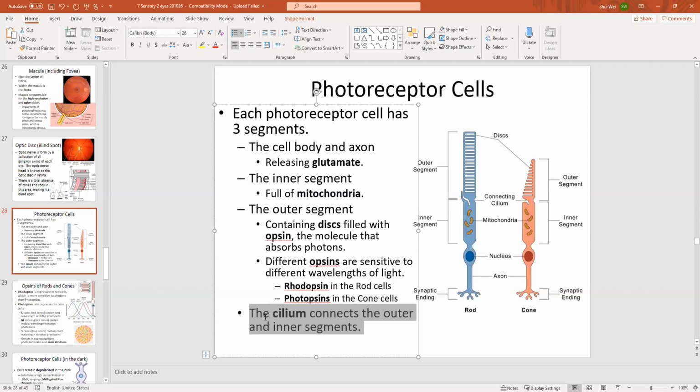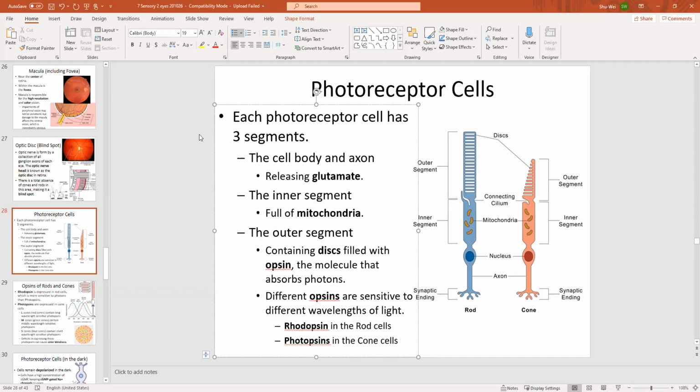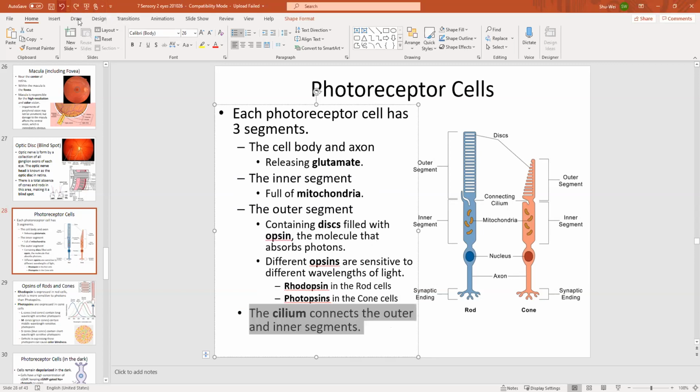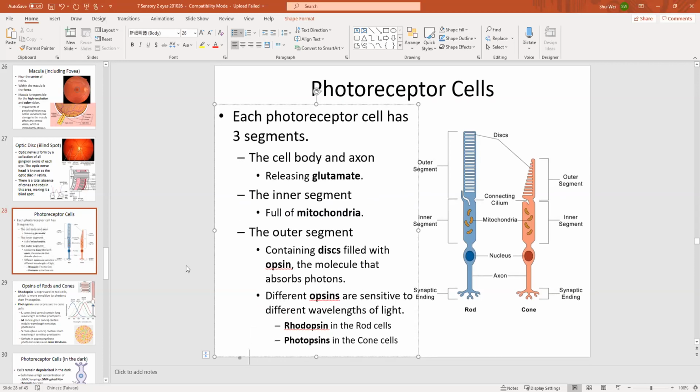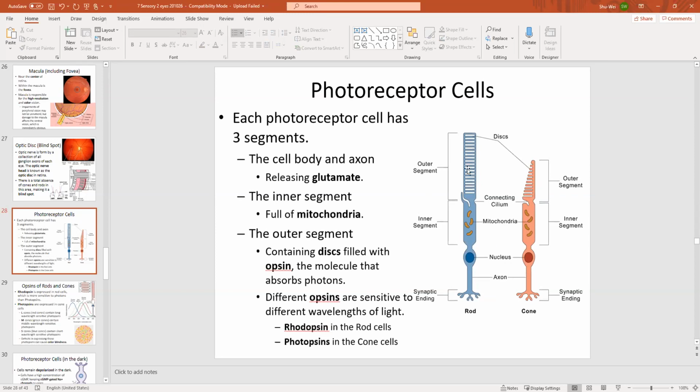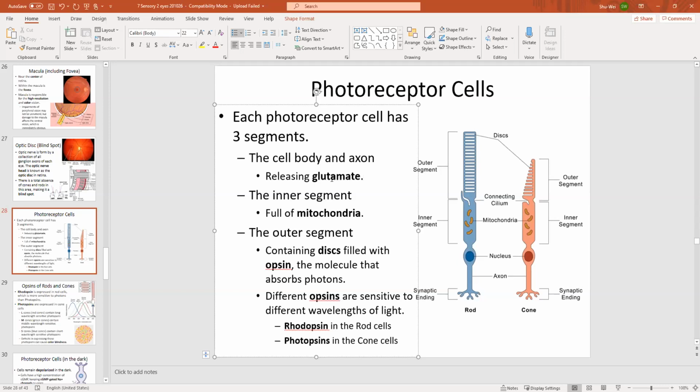This one is not that important. It's not even showing here, so I will delete this one. All right, so that's the only thing you need to know: the outer segment disks, the inner segment, including mitochondria, and nucleus. The important thing is the transmitter is the glutamate. So this is probably the most important part right here, glutamate.